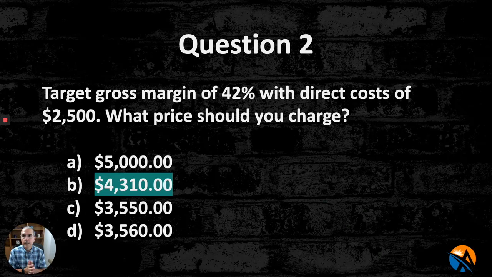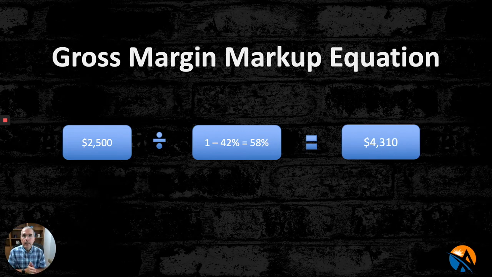Now, the second question was a margin of 42% and direct costs of $2,500. Well, you'd have to charge $4,310. And again, running it through this formula, you would calculate $4,310. That's 1 minus 42% or 58%, and then you take 2,500 divided by that to get you the $4,310.